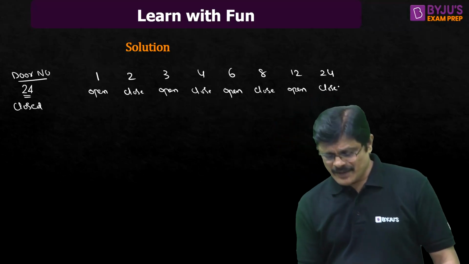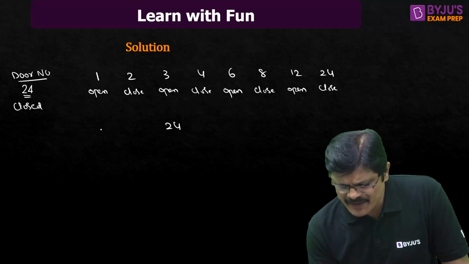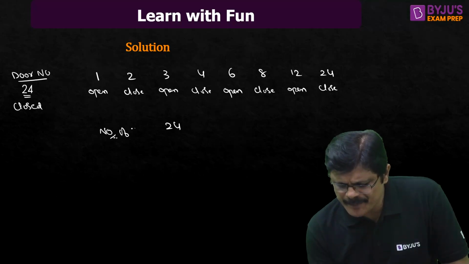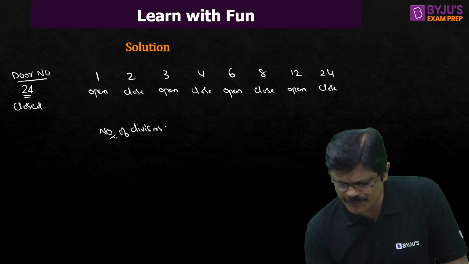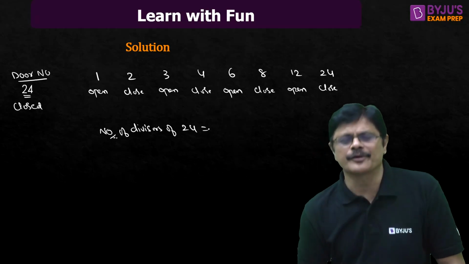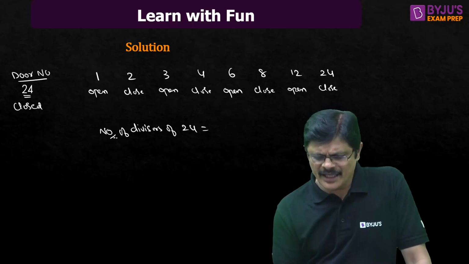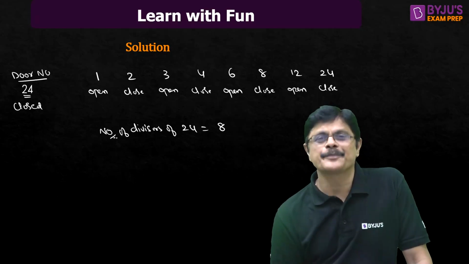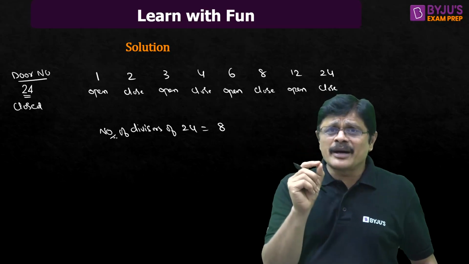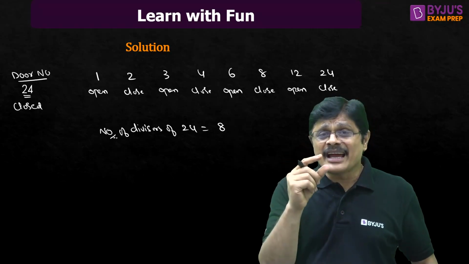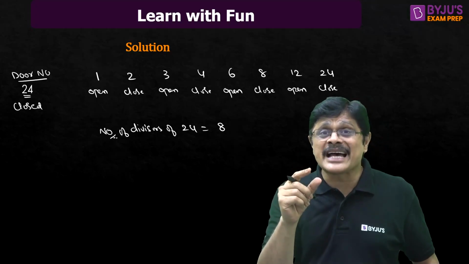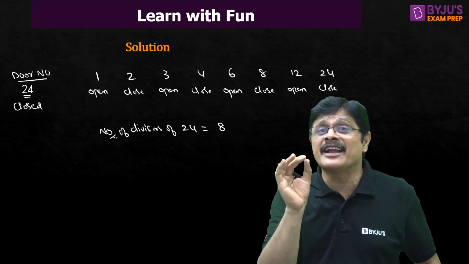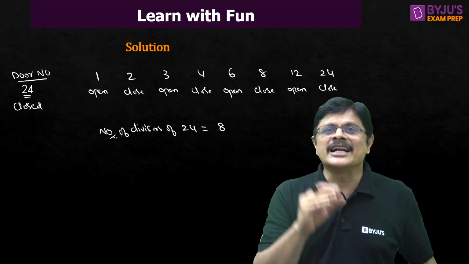See, if you observe, how many divisors are there for 24? You can check. There are 8 divisors. And whenever a door number has an even number of divisors, an even number of factors, it is ultimately closed.